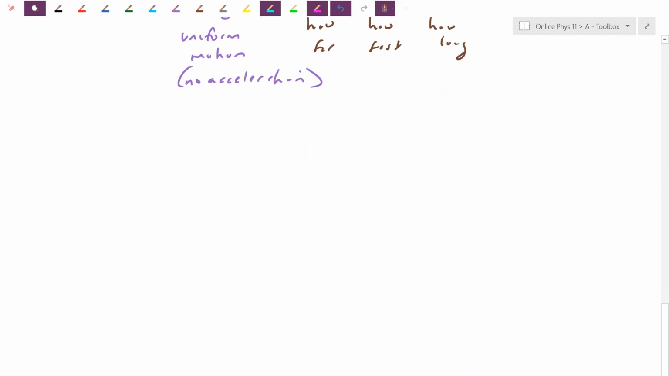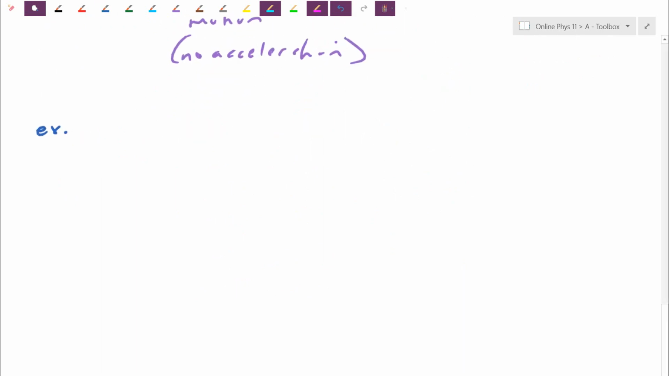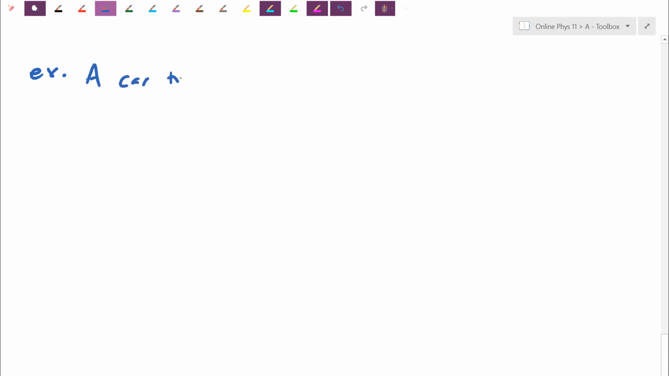So let's just practice through a quick example here. This is very similar to our toolbox question, but now we have a little bit more of the interpretation. So let's start off here. A car travels forwards at 6 meters per second for 3 seconds.